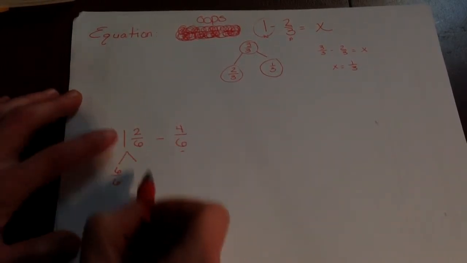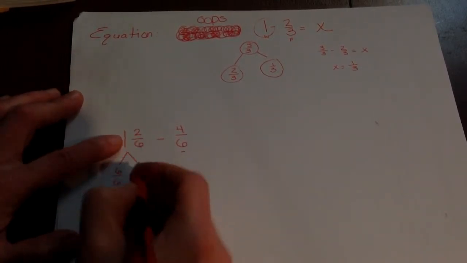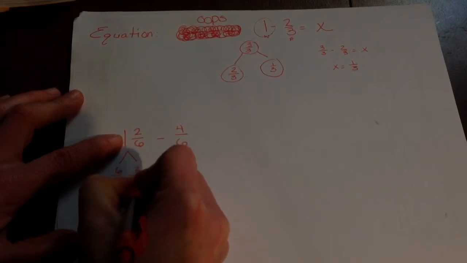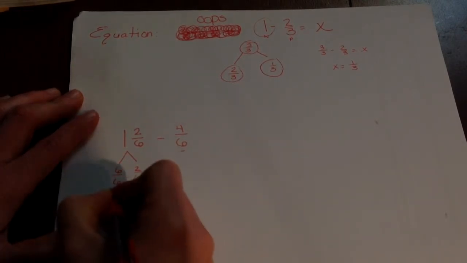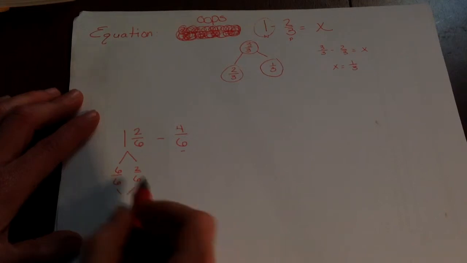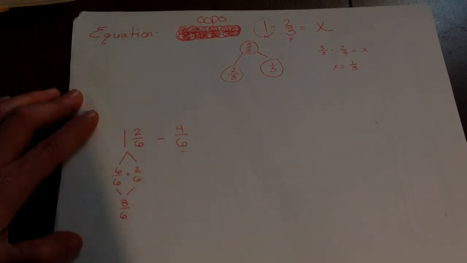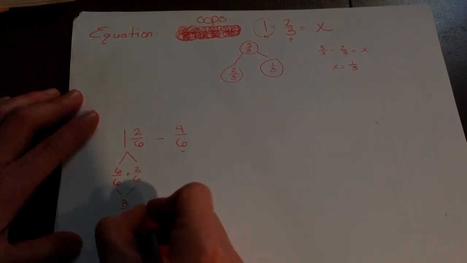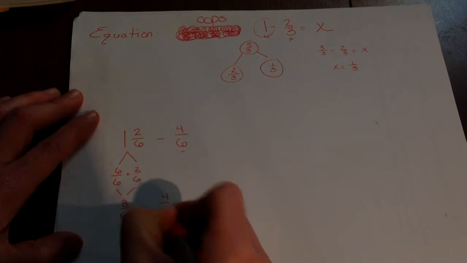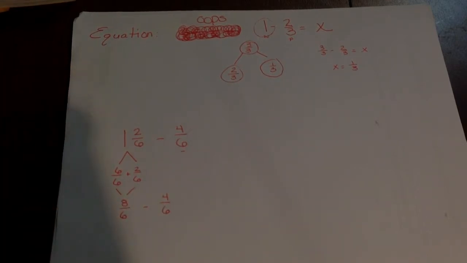So what's left? My whole was 6/6. My other part is 2/6. So if I put those two together, it's like I'm going backwards. I went from a mixed number to an improper fraction. So I'm adding those two together. I have 8/6 minus 4/6. Well, that's a whole lot easier to subtract now, isn't it?